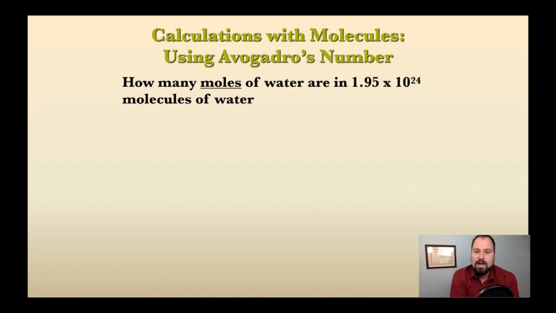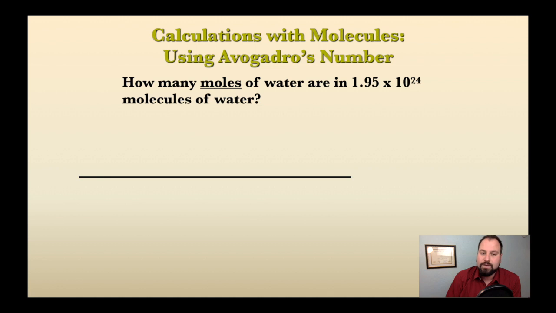For us here, how many moles of water are in 1.95 times 10 to the 24 molecules of water? As I said, if you want to try it out, pause it here, and I will give you the answer in 3, 2, 1, and here we go. We have our t-square, we have our starting piece of information, 1.95 times 10 to the 24 molecules of water. Once again, it's in molecules. We'll talk about that in a second.